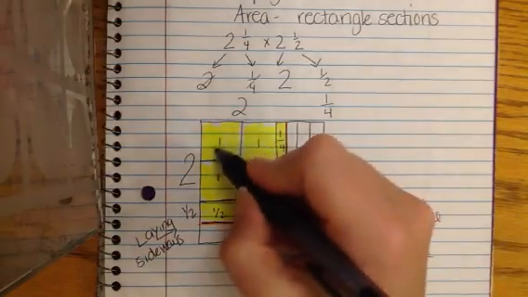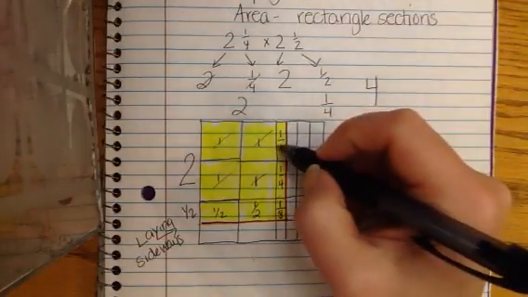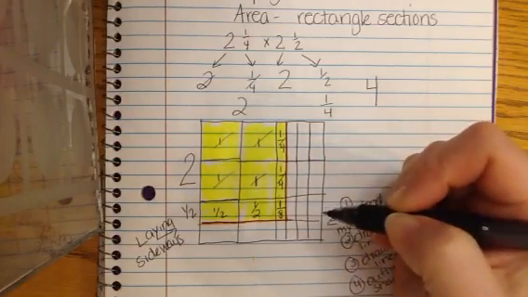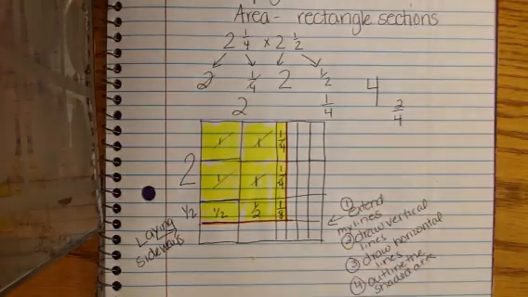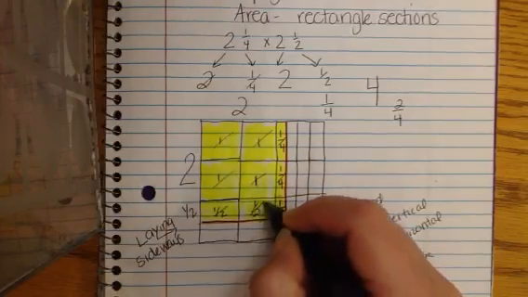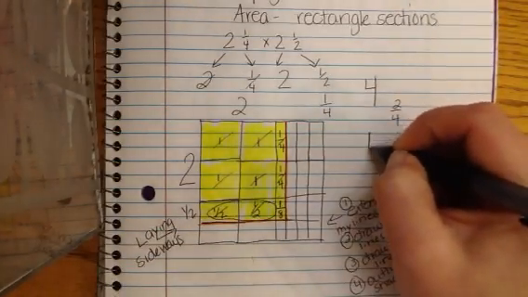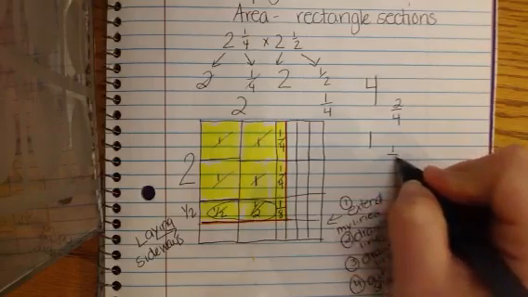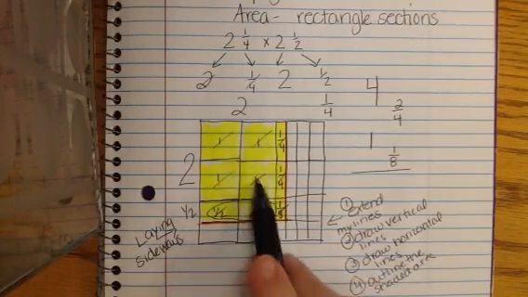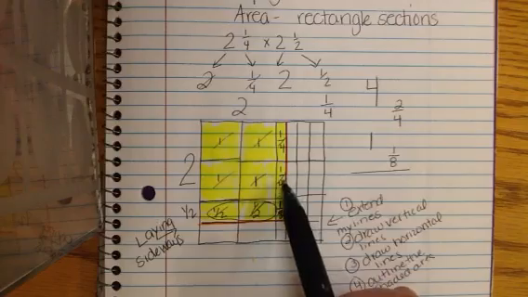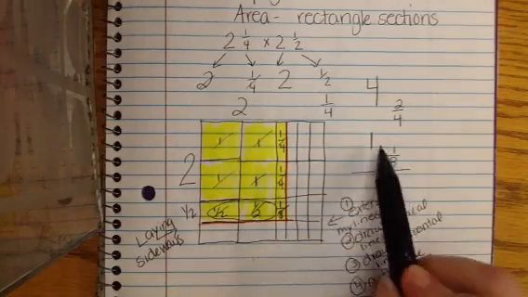So let's do it: 1, 2, 3, 4. That would be 4 wholes. 1/4 plus 1/4 is 2/4. I'm not going to worry about simplifying. What is 1/2 plus 1/2? 1/2 plus 1/2 gives me another whole, plus 1/8. So let's summarize what I did. 4 wholes. 1/4 plus another fourth is 2/4. A half and a half, 2 halves together give me a whole.